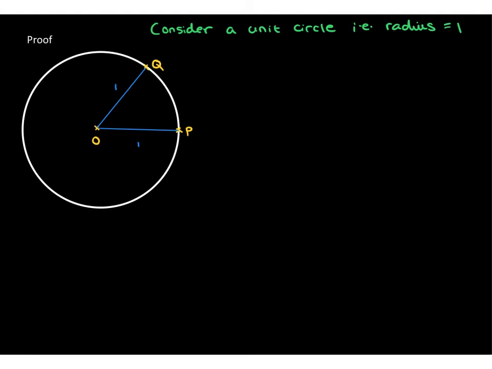Now, I'm going to drop a perpendicular line from Q to the radius OP to create a right angle triangle OQ, and we'll label this point here R. I'm going to label the angle here, angle QOP, theta, and let's write down a few of the things that we know. So we know that OQ is equal to OP is equal to 1, the radius.